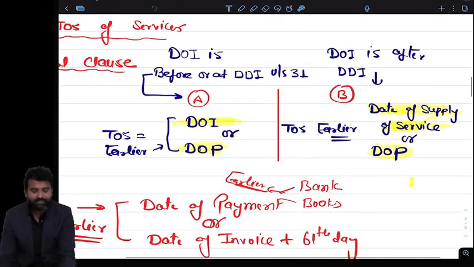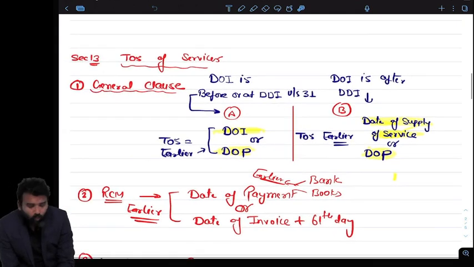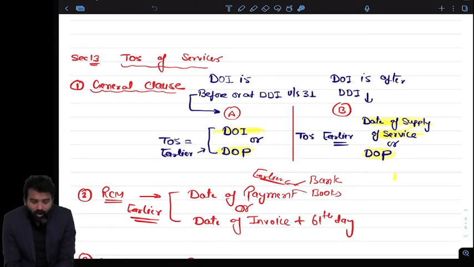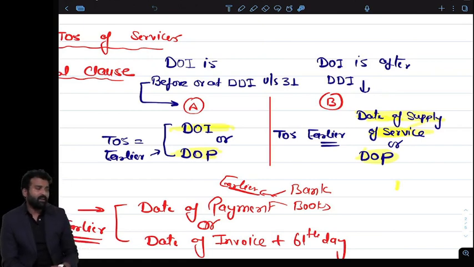This is very important. Listen, they might ask an MCQ from this point. So listen very carefully. In the general clause, I have two different cases. For this, first I have to look whether I have prepared the invoice on time or late. For deciding what should be the time of supply for services, first I have to decide whether my invoice was prepared on time or it was late.